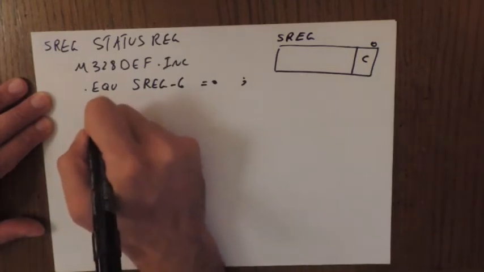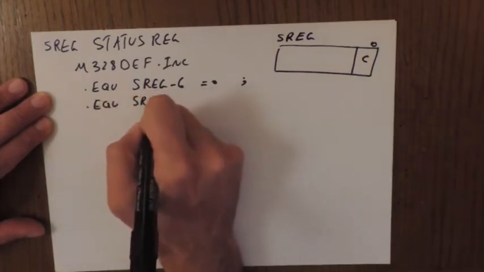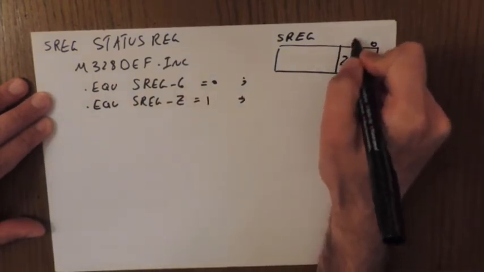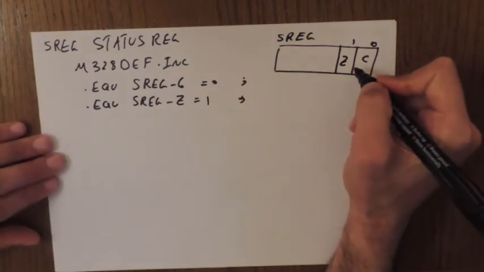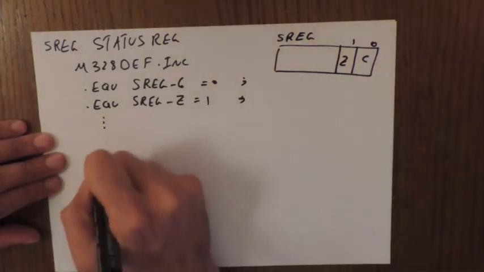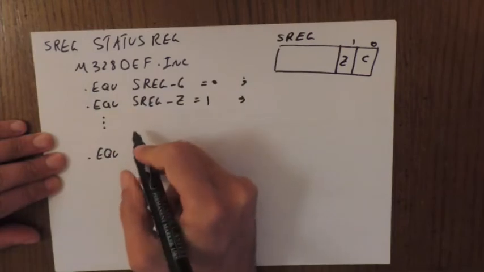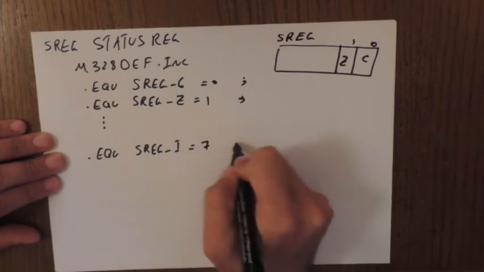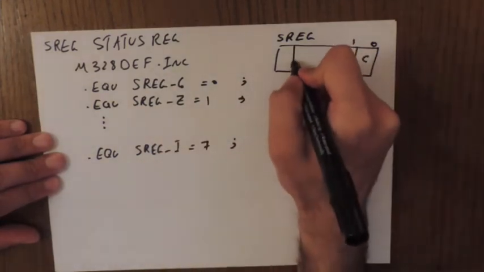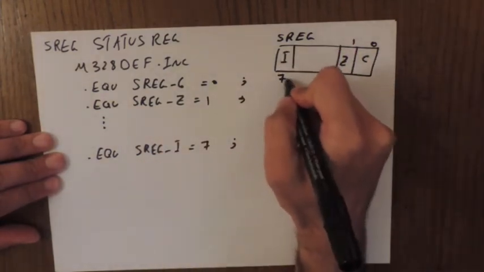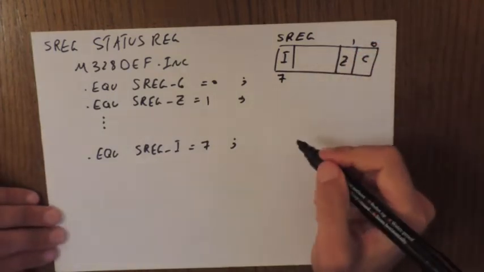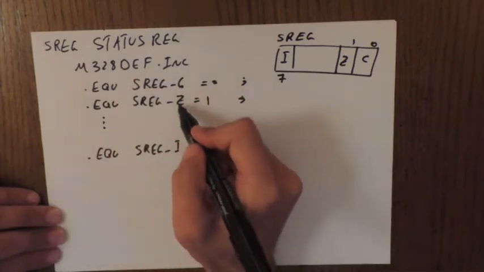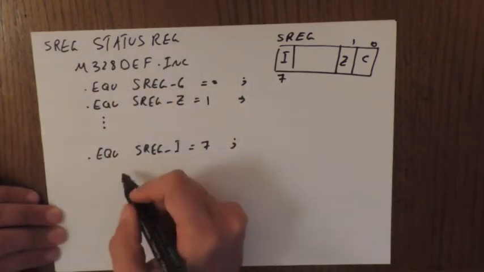If we look at the next bit, it will be 1. This means at bit number 1 we have the zero bit. And this continues up to the last bit, which is SREG_I, which is equal to 7. Okay, this is bit number 7. Now we can use these bits individually, as we will see at the end of this lecture.